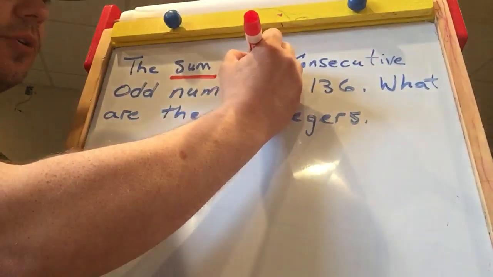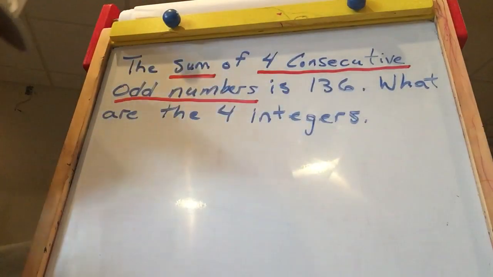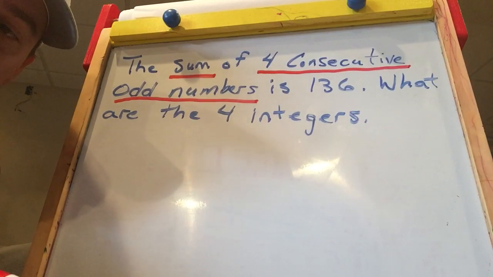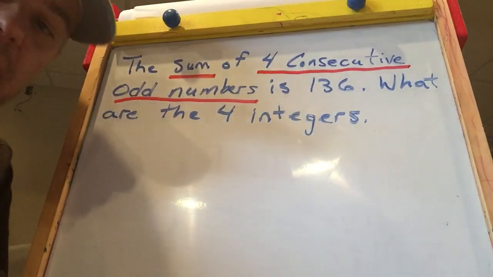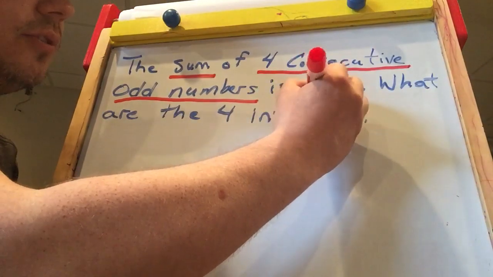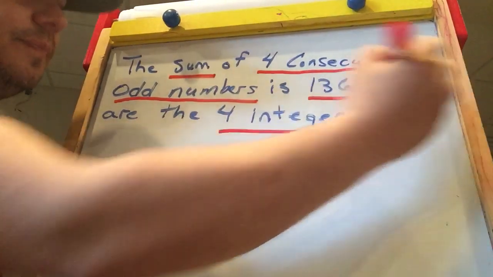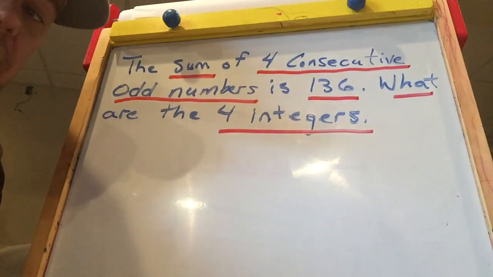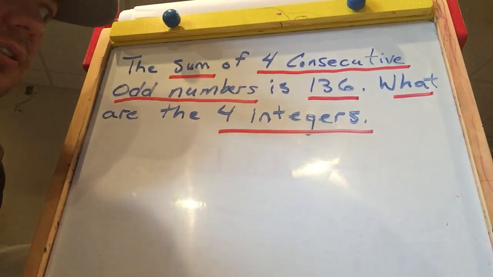Four consecutive odd numbers. So we know we're going to need four numbers. They need to be consecutive, which means they come one right after the other. And we know that the total is going to be 136. Four numbers, total of four numbers is 136. And then what are the four integers is what it's asking us. So we need to find four numbers that are odd, that are consecutive, that add to a total of 136.